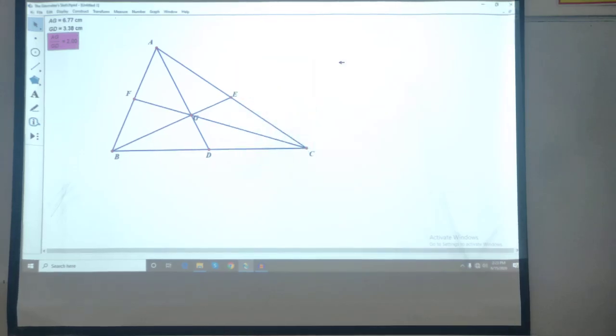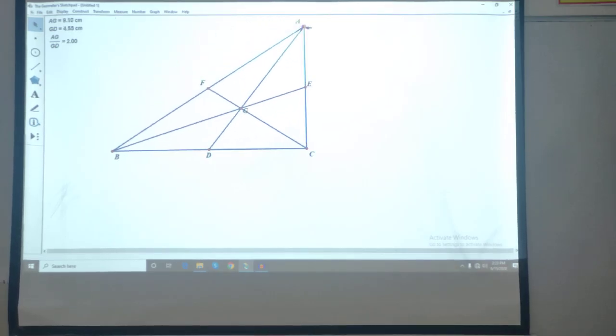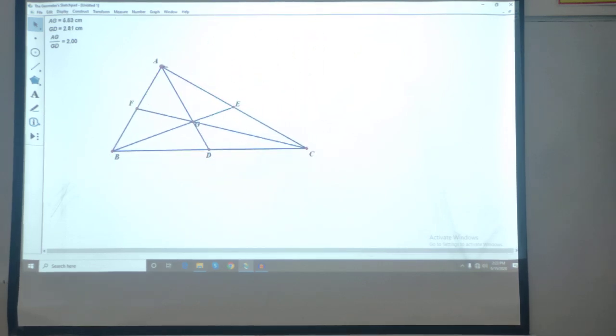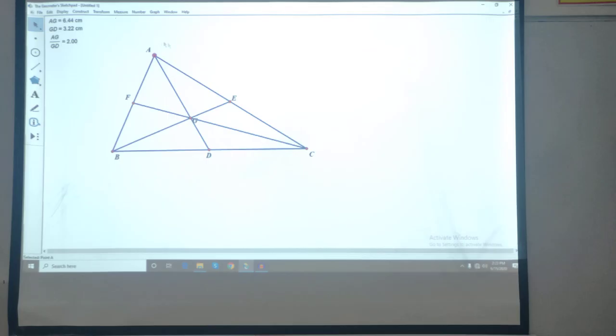So AG upon GD comes out to be 2:1. If you want to verify whether G divides AD in the ratio 2:1 always or not, you can verify here. As the length is changing, as we are moving the point, you can see that AG and GD lengths are changing, but the ratio of AG upon GD remains constant. That is, AG upon GD always comes out to be in the ratio 2:1.